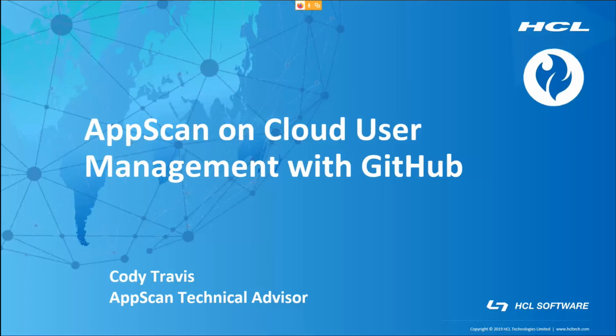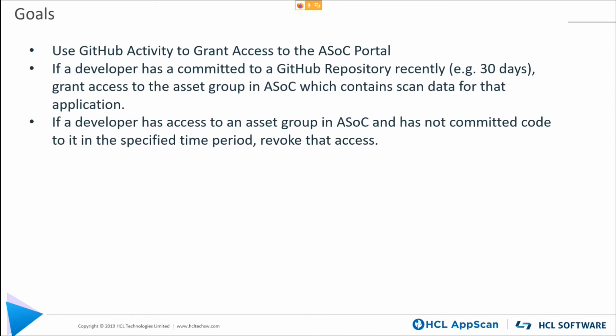I think you will start with a few slides to explain the logic behind it, right? That is correct. So let me share my screen. I have a few slides just to demonstrate the challenges I faced, the goals I wanted to accomplish, and how the workflow works. So I wanted to dynamically grant users access to ASoC based on their activity in GitHub. So that was goal number one. So if a developer has committed code in, let's say, 30 days, for example, we have to map that repository that they committed code to an asset group in ASoC, and then grant that user access to that asset group. So it's a fairly straightforward idea. Using a few API calls, it's not that difficult.